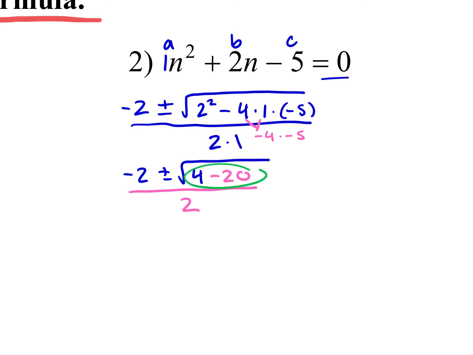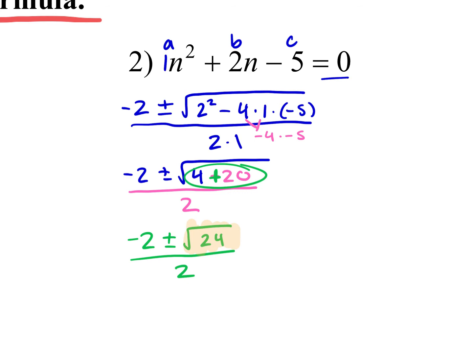Next, we have 4 minus 20. So it'll be negative 2 plus or minus the square root of. What's 4 minus 20? 16. Negative 16 over 2. It should be positive 20. Good catch. So this should be, what's 4 plus 20? 24. Now we need to check and see if we can simplify the square root of 24.